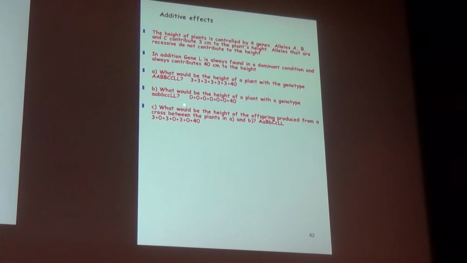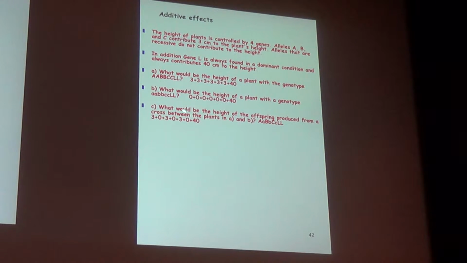You can have a plant that, what would be the height of the offspring produced from a cross between plant A and plant B? So this offspring will be heterozygous: big A, little a, big B, little b, big C, little c, big L, big L. Correct? And so it will be 3 plus 0 plus 3 plus 0 plus 3 plus 0 plus 40. So the offspring will be an intermediate between the 2 parents. So it will look like an incompletely dominant trait.